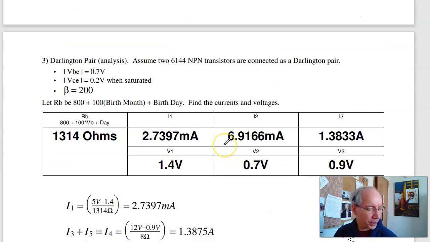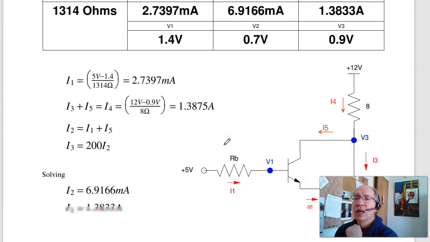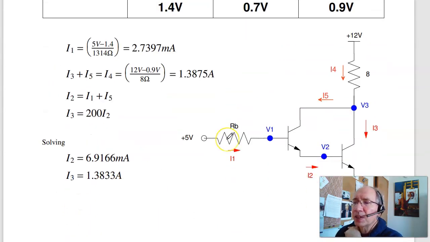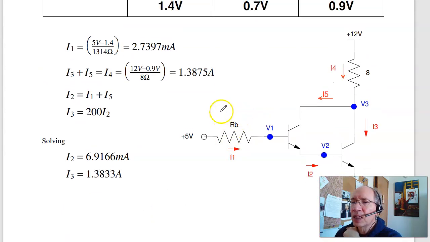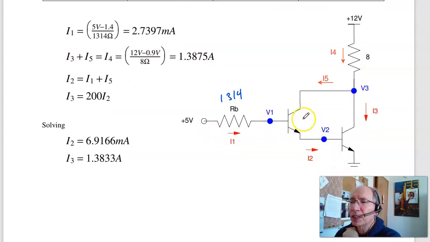Problem 3 is a Darlington pair. This one gets kind of tricky. If this is 1314 ohms, it depends on birth date, find the currents, assuming that the current gain HFE or beta is 200. Well, right away, I know here's the diode. Let's assume these guys are on. Here's the diode. This is 0.7 volts. This is another 0.7, 1.4 volts. And the smallest this voltage can be is 0.2, which makes this 0.9 volts.